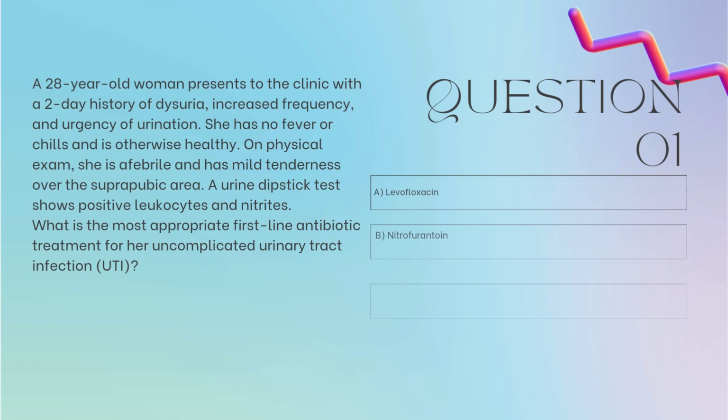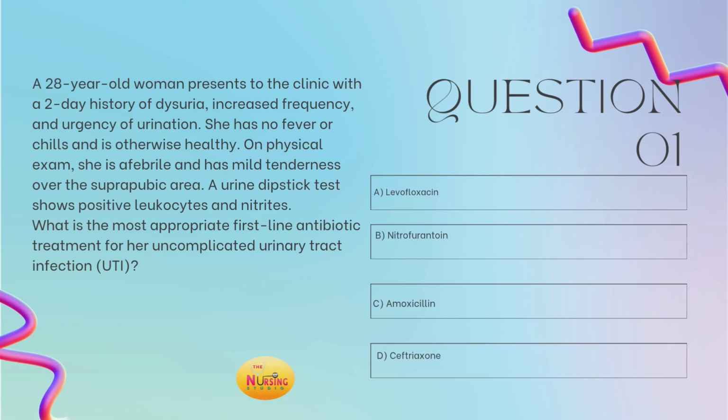All right, question number one. A 28-year-old woman presents to the clinic with a 2 day history of dysuria, increased frequency, and urgency of urination. She has no fever or chills and is otherwise healthy. On physical exam, she is afebrile and has mild tenderness over the suprapubic area. A urine dipstick test shows positive leukocytes and nitrites. What is the most appropriate first line antibiotic treatment for her uncomplicated UTI? Is it A, levofloxacin, B, nitrofurantoin, C, amoxicillin, or D, ceftriaxone? Take a moment and tell me what you got in the comments, y'all.